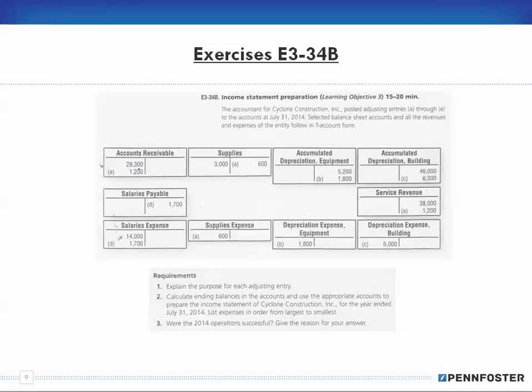All right, so now the balances in the accounts. Let's see here. 29,300 plus 1,200 is 30,500 on the debit side. For our supplies, debit of 3,000, credit of 600 means we have a debit of 2,400 for supplies. Accumulated depreciation, so that's 7,000. And this one here is 52,000. For salaries payable, the balance is 1,700. For service revenue, this is 39,200. For salary expense is 15,700. Supplies is 600, 1,800, and 6,000. So those are our balances. And now we create an income statement.